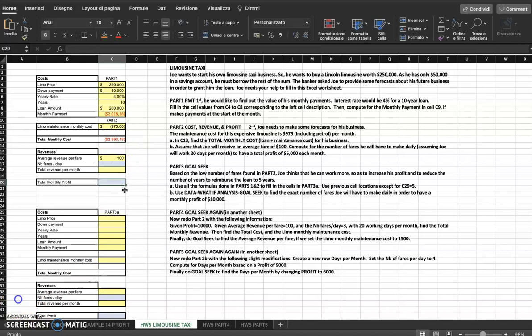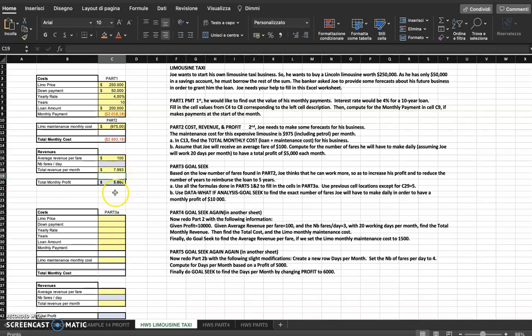Now, as I said, we have to put first all the data that we have. The average revenue per fare is 1,000, as stated here, and for the total monthly profit it's 5,000. Okay, so now we can do the total revenue per month. We do equals the total monthly profit minus the total monthly cost that we have here, and that's okay. And this should be our total revenue per month.